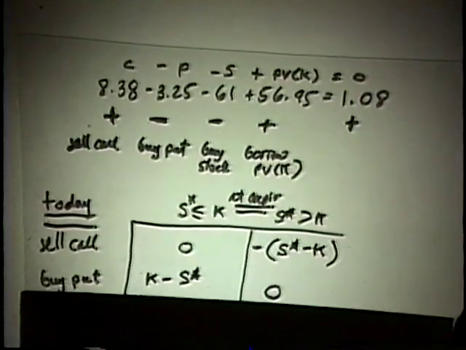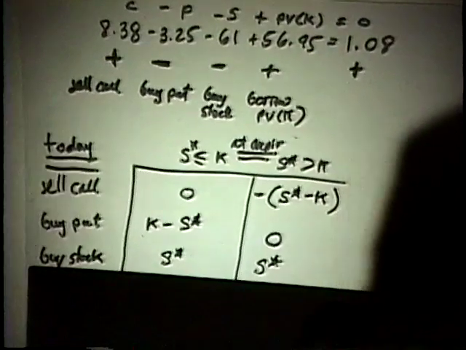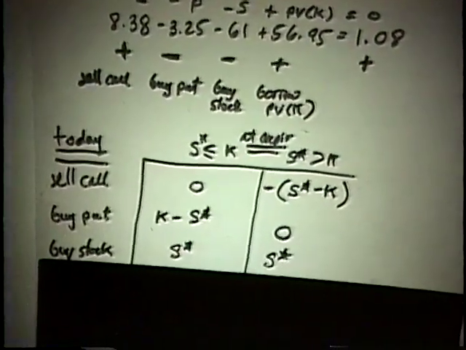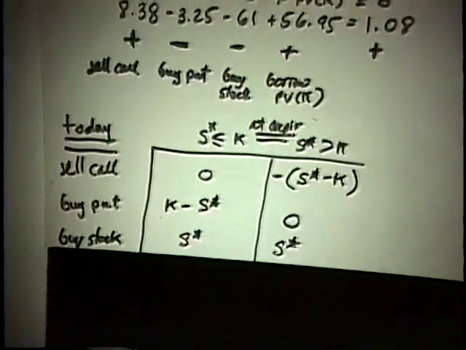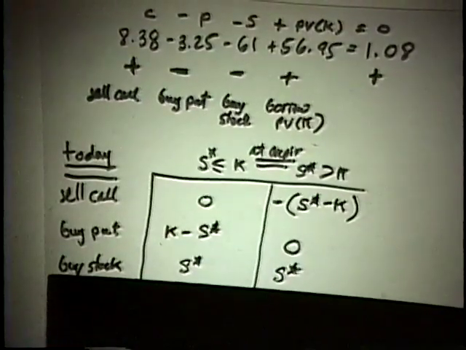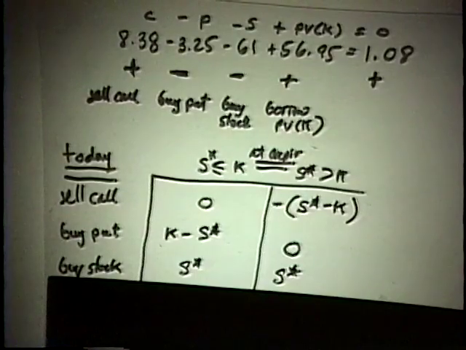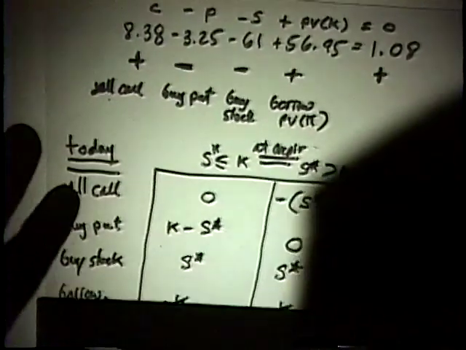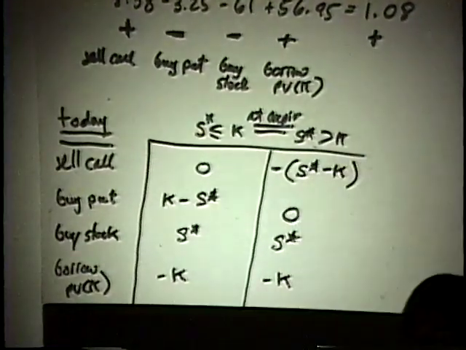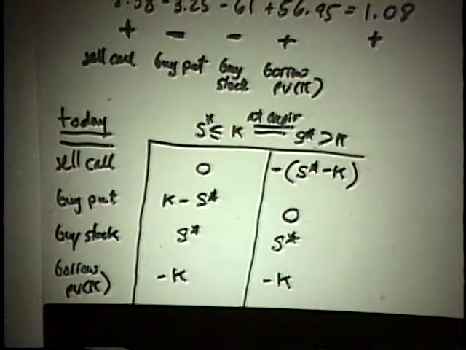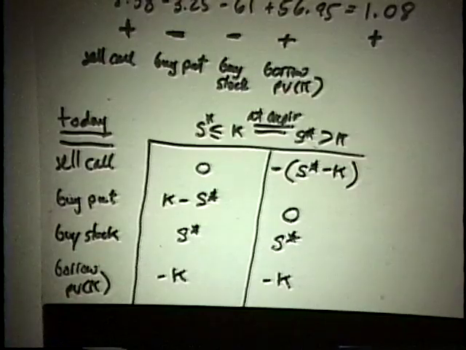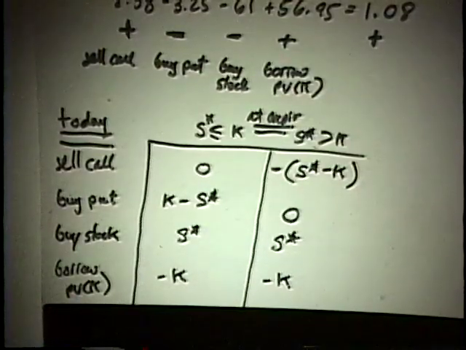Next, buy the stock. Well, in the scenario of the stock price going up or going down, it's always just S star, whatever S star is. And finally, we're going to borrow the present value of K, which means at the end we have to pay off our debt, and our debt equals K at the expiration time. So it's going to be a cash flow of minus K.